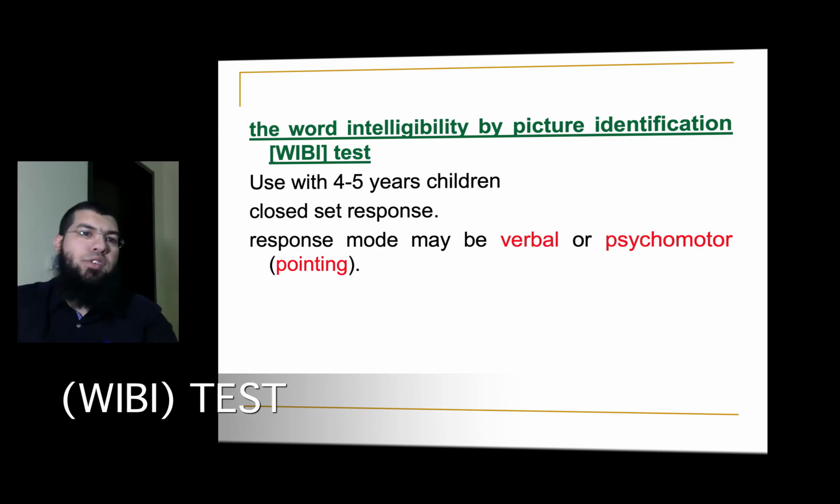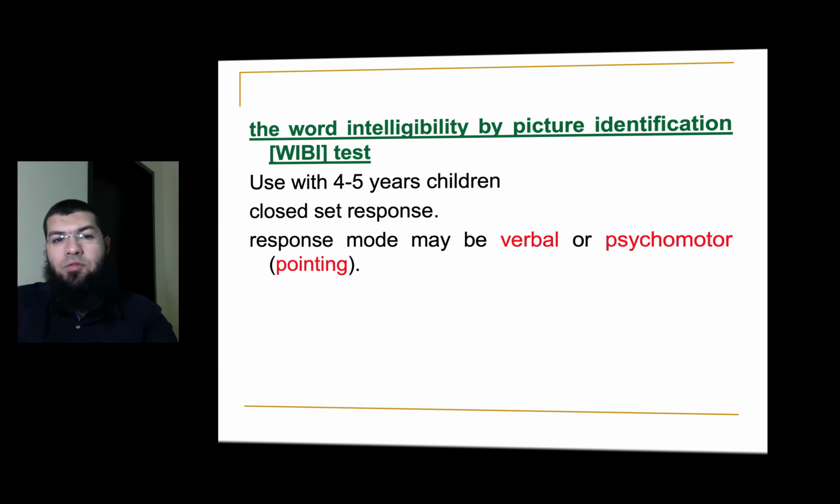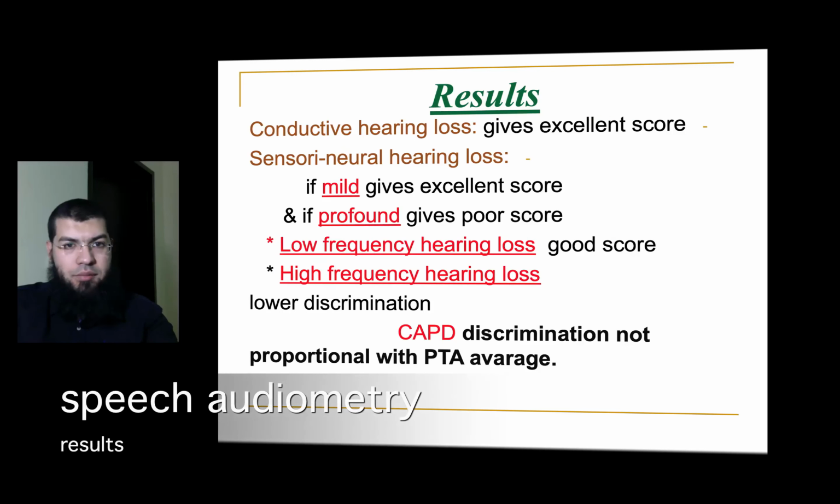The WIPI test, which is a word intelligibility by picture identification test, is used in children within 4 to 5 years. It is a closed-set response, either verbal or psychomotor by pointing.